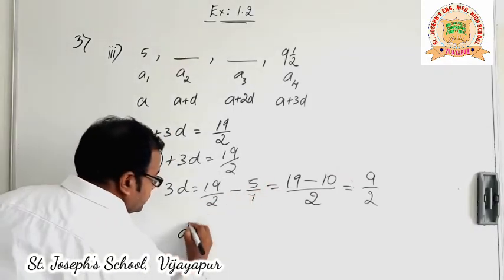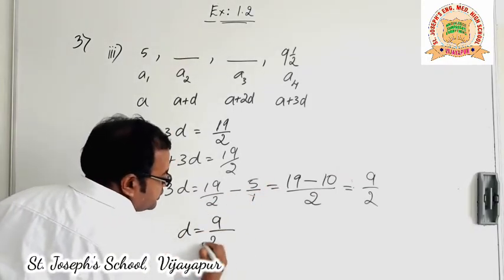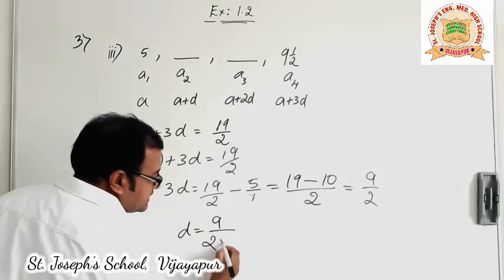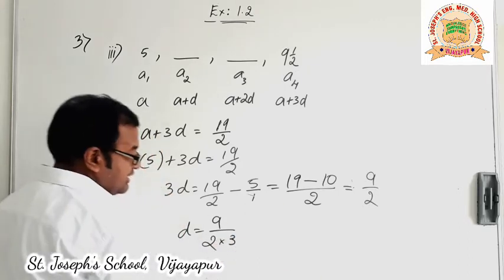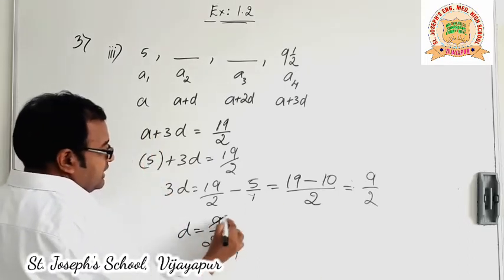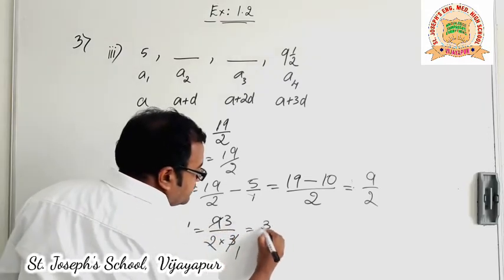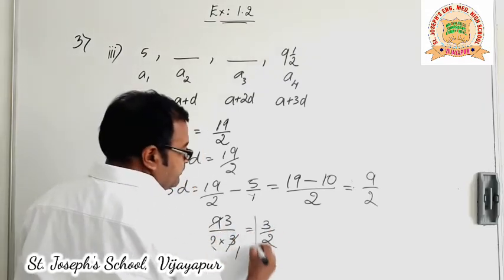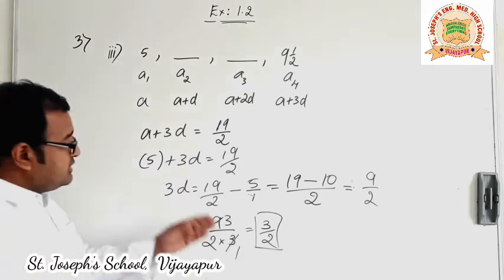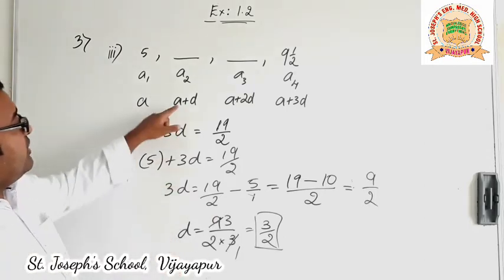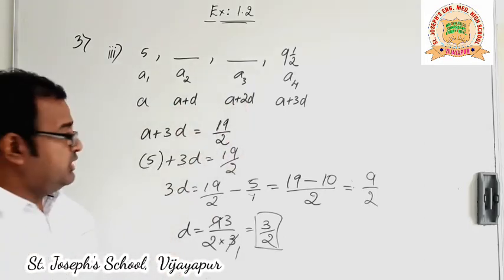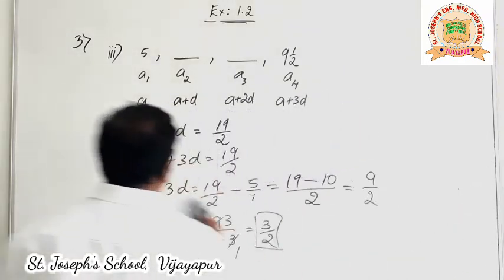What is D equal to? D is equal to 9 by 2. Multiply by 3 becomes divided by 3 when it goes to the other side. So 3 ones are 3, 3 threes are 9. Finally, the D value is 3 by 2. I got 3 by 2. So since we have got the D value, now we can find out A plus D and A plus 2D. Let me rub this off.